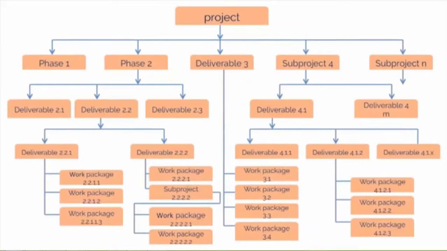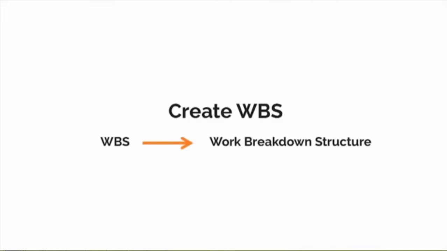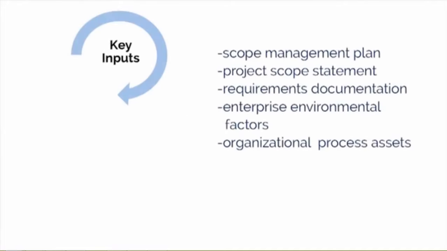The PMBOK 5 defines a work breakdown structure as a hierarchical decomposition of the total scope of the work to be carried out by the project team to accomplish the project objectives and create the required deliverables. The WBS is a deliverable-oriented hierarchical decomposition of the work to be executed by the project team. The Create WBS process uses the following key inputs: the scope management plan, project scope statement, requirements documentation, enterprise environmental factors, and organizational process assets.